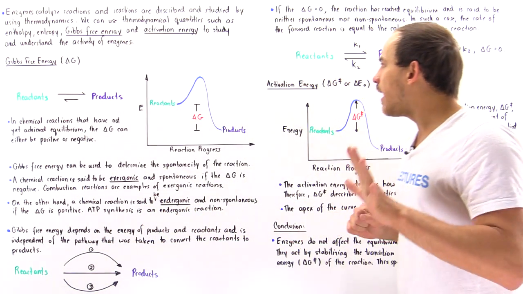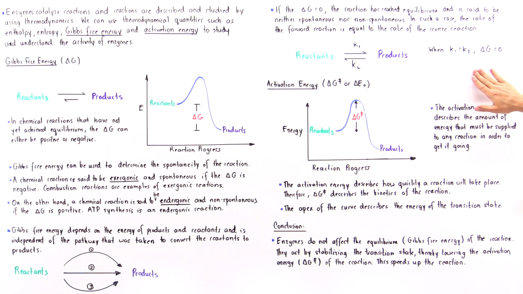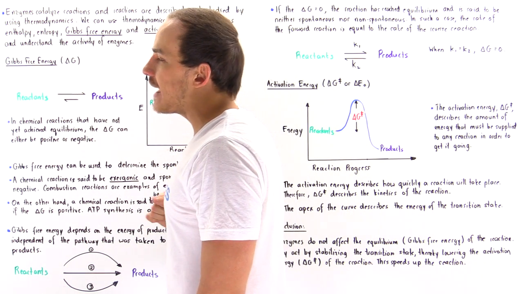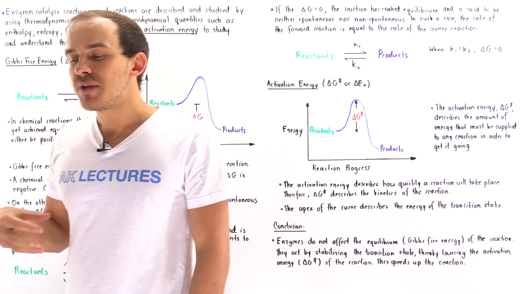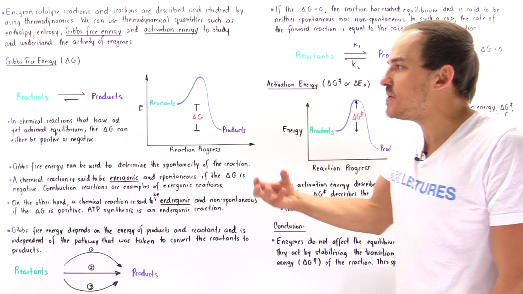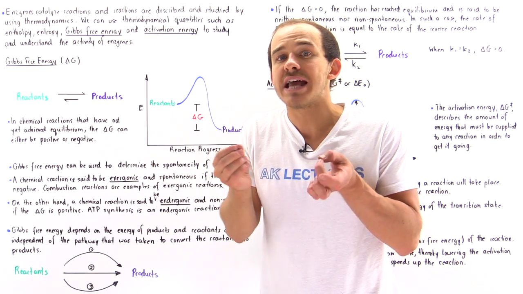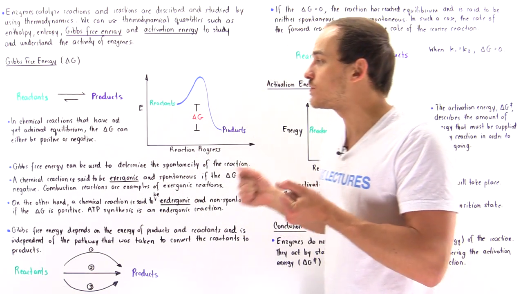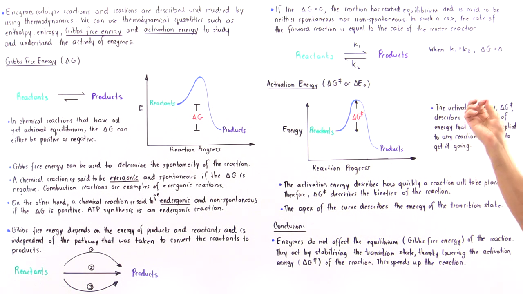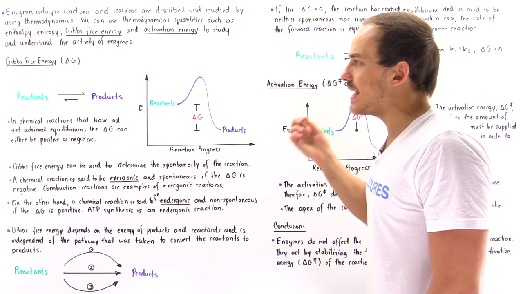Now, the final thing I'd like to mention about Gibbs free energy is what happens if Gibbs free energy is equal to zero. Well, if Gibbs free energy is zero, then no energy is being produced in that reaction that can be used in any useful way. In fact, when Gibbs free energy is zero, that reaction is said to have reached equilibrium.